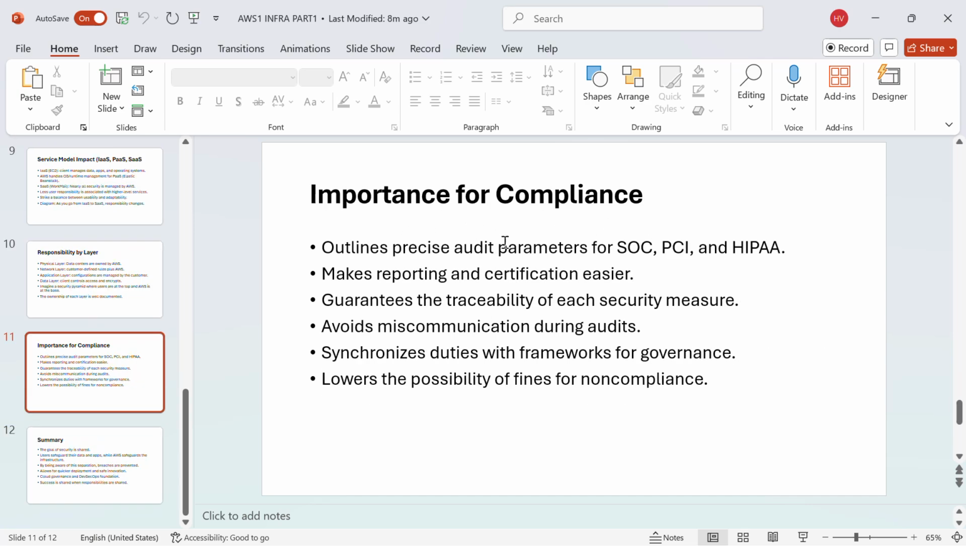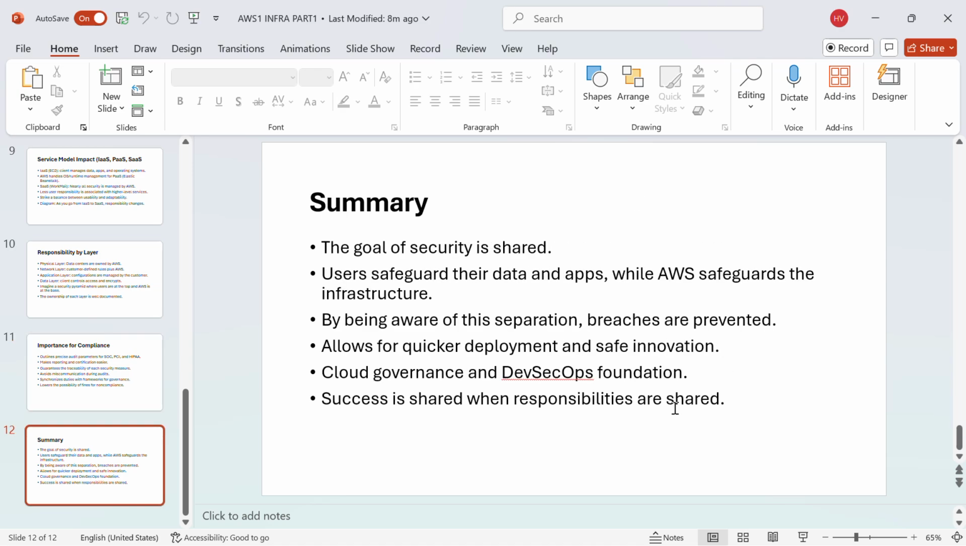Importance for compliance. It outlines precise audit parameters such as SOC, PCI, and HIPAA. It makes reporting and certification easier, guarantees the traceability of each security measure, and avoids miscommunication during audits. It synchronizes duties with frameworks for governance and lowers the possibility of fines for non-compliance.